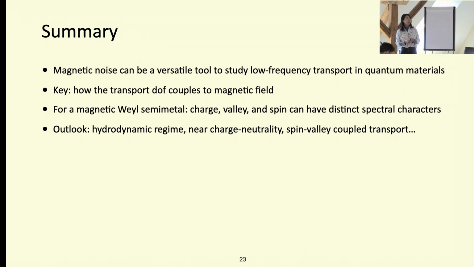So for the magnetic semimetal, we've seen that these three contributions can have different spectral characters, so different frequency dependence, which might be useful to study their transport separately. And it might be interesting to also consider situations beyond the diffusive regime, like the hydrodynamic regime, or to consider electron interactions, etc. Okay, thank you.